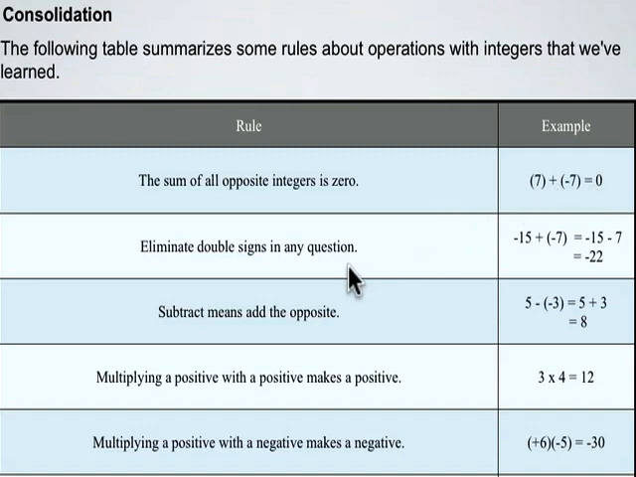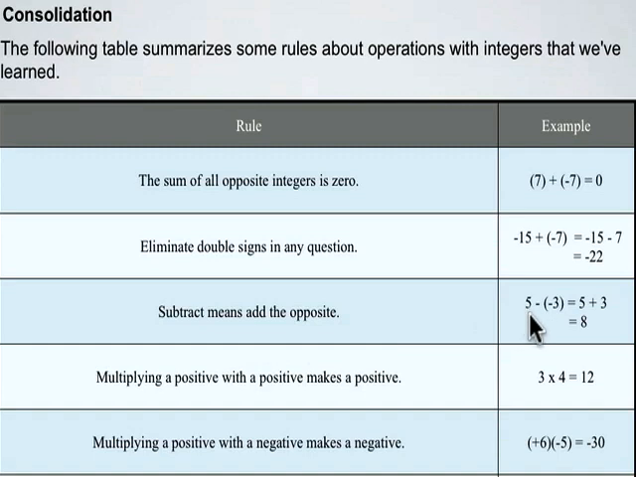And a good rule of thumb is whenever you have any kind of double sign, so that's a sign immediately followed by another sign, it's a good idea to eliminate them. So in this example here, we have negative 15 plus and negative 7. Here's a case where I have a double sign, but a positive and a negative, different signs, makes a negative. So negative 15 plus negative 7 is the same as negative 15 take away 7, which will give us negative 22.